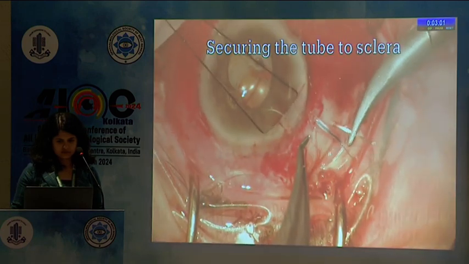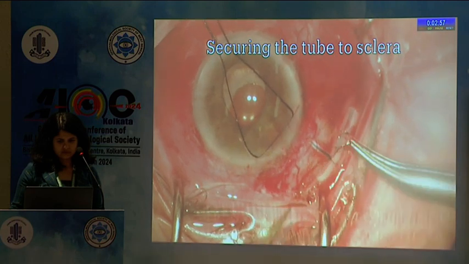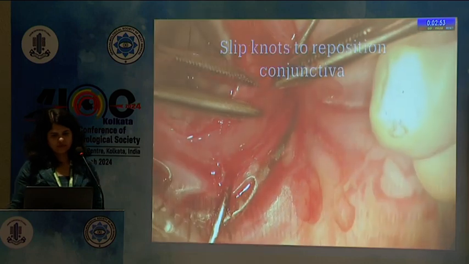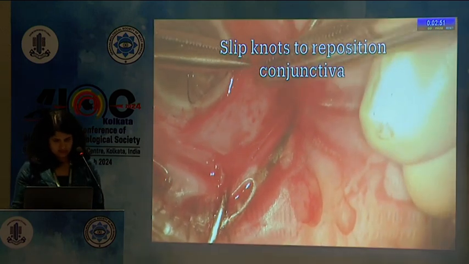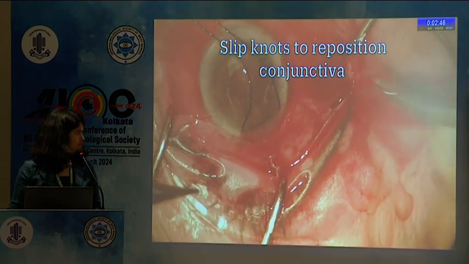Here we can be seen putting box sutures using 9/0 nylon to secure the tube to the sclera. We use Tutoplast on top of the tube to prevent conjunctival erosion. The conjunctiva is then repositioned using slip knots on either side.